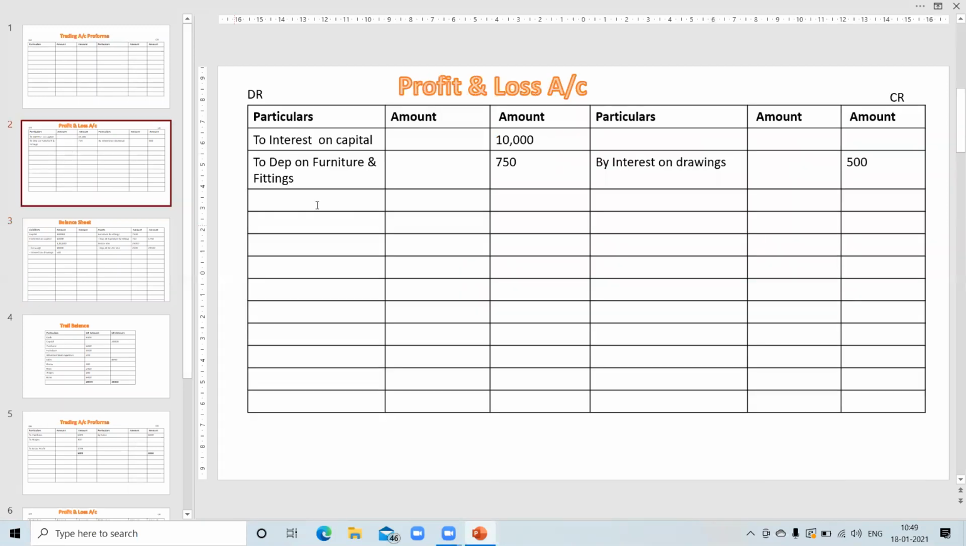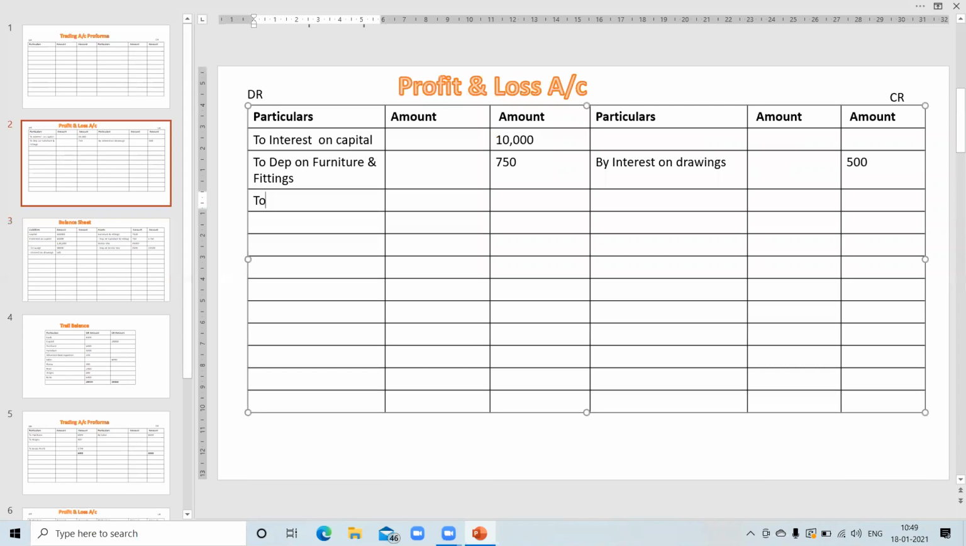Again, the profit and loss on debit side. To depreciation on motor van, 2,500.